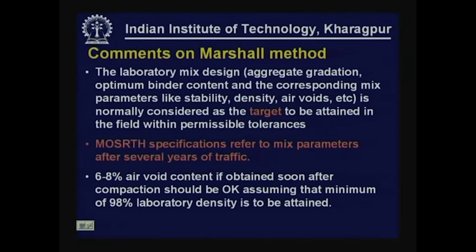Normally, the specification is that whatever is the laboratory density that you obtain corresponding to optimum binder content, at least 98% of that should be attained in the field. So, if you can maintain about 6 to 8%, assuming that we are getting only 98% in the field, that would correspond to 100% compaction of about 4%, which you expect to be attained after several years of traffic.